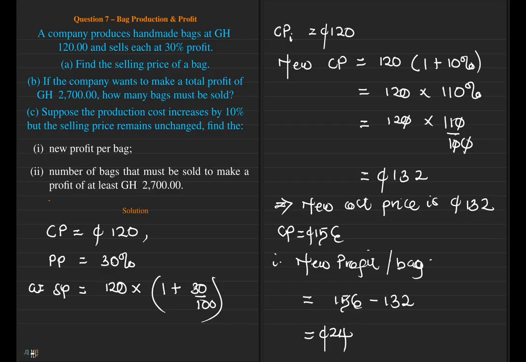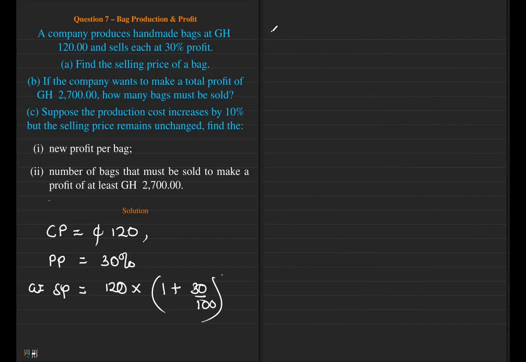Now with this new profit we are getting for every bag, how many of these bags must we sell in order to achieve or obtain a profit of 2,700? That is where part II comes in. So II is asking how many bags, at least, should we sell to get that total profit? So what we are going to do is we write new profit, that is per bag, is equal to 24 cedis.